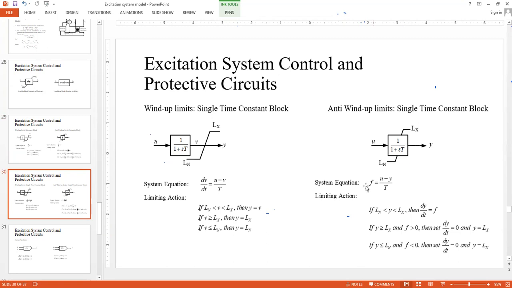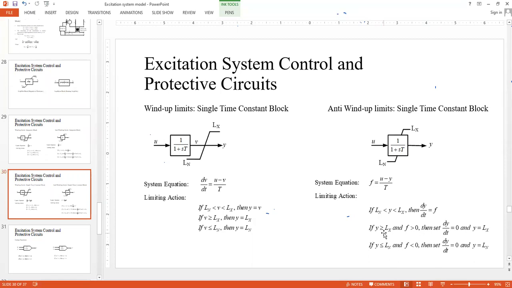For the anti-wind-up limits, we introduce a function now, not the differentiation. We introduce a function f as the output, and we try to look at different values of f. So for the first case, if we try to examine the limiting actions, if Y is within the limits, then dy by dt is f. That means f is simply the output. That is the dy by dt available. That is, f is U minus Y over T.